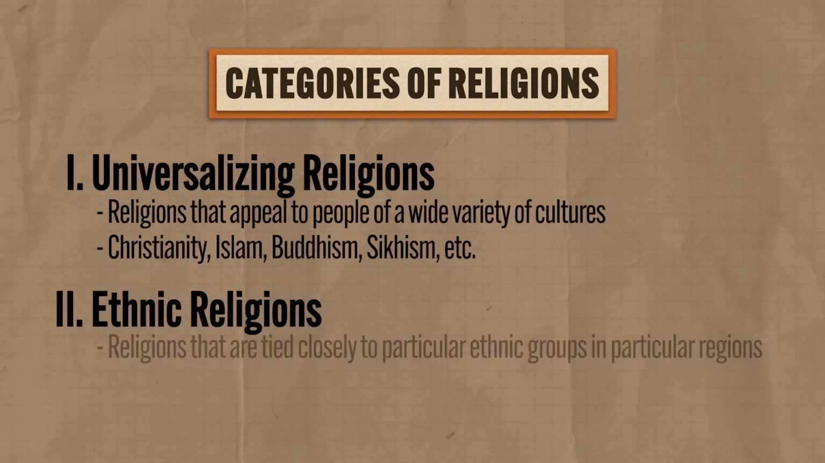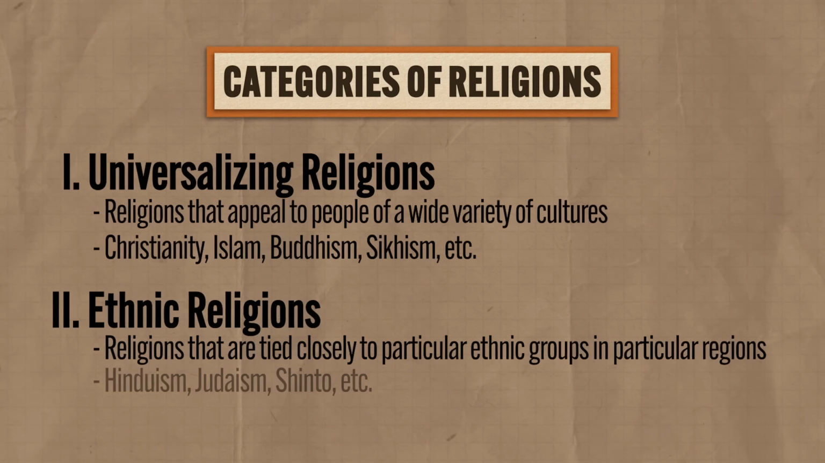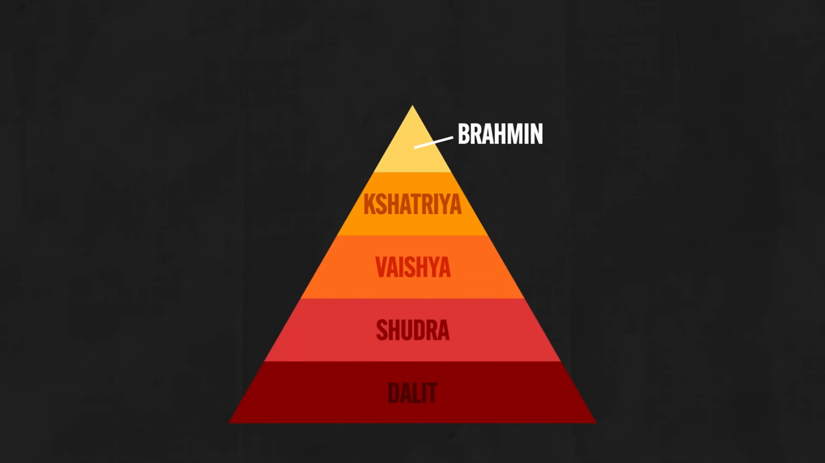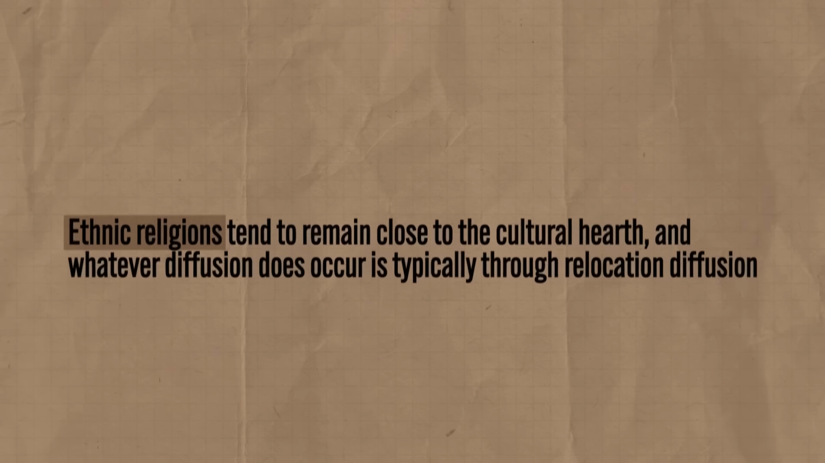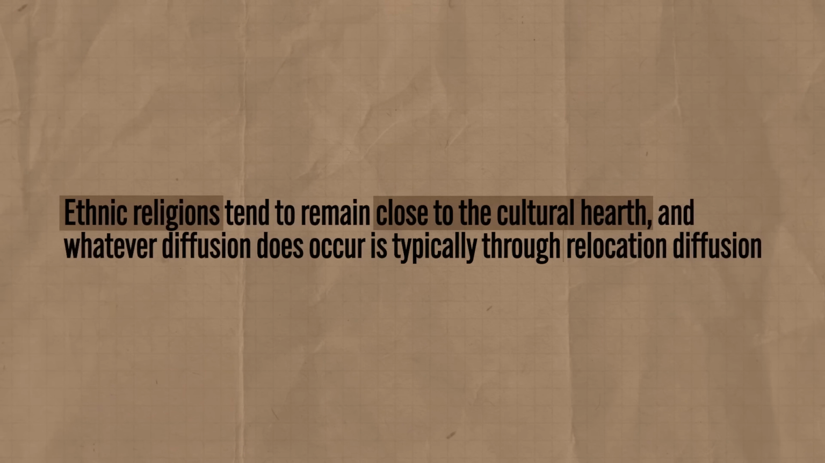And that's because these religions are tied very closely to particular ethnic groups in particular regions. For example, Hinduism or Judaism or Shinto. Now let's just look at Hinduism. One of the core Hindu doctrines organizes society into various levels called castes. So it would be impossible to plant Hinduism in a culture that would reject the caste system. Therefore, ethnic religions tend to remain close to the cultural hearth, and whatever diffusion does occur typically is through relocation diffusion.